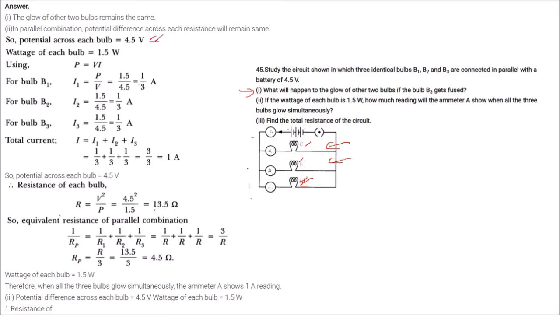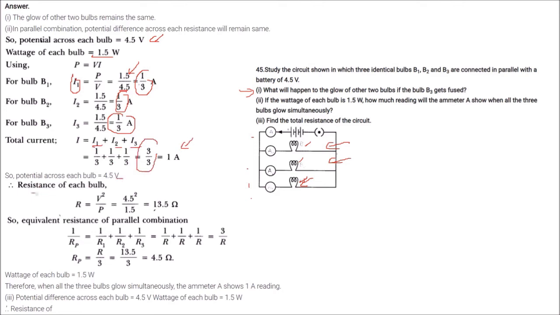Wattage is given as 1.5. We know that P equals V I. I1 can be found by P by V. P is 1.5 and V is 4.5, so 1 by 3 ampere. Similarly for all these 3, because the values are the same, I1, I2, I3 will all be 1 by 3. Now, because they are in parallel, we have to add these currents. I1 plus I2 plus I3, 1 by 3 plus 1 by 3 plus 1 by 3, gives you 3 by 3, which is 1 ampere.